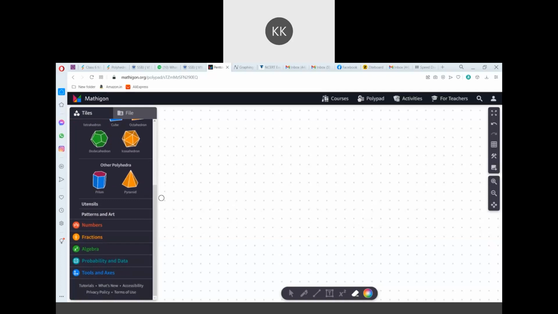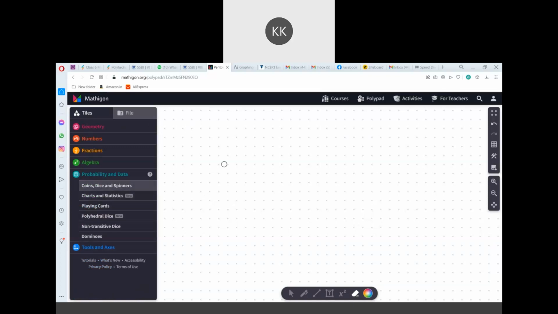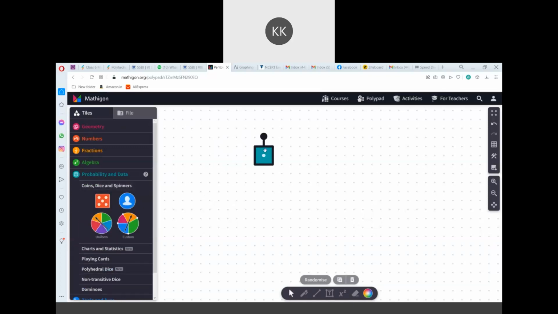It gives different concepts. Say for example, if I take this probability concept, what is this? It's a dice. I'll select this and click on randomize. So 2 has come. Now once again, if I randomize, 6 has come. How many numbers can be obtained at the maximum? 6 numbers can be obtained.